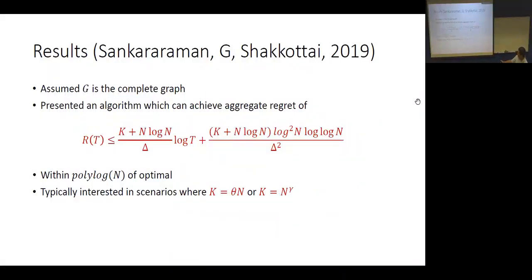And the constant term, instead of being k log n over delta, has something somewhat worse. So my question is, if I just focus on the first term, there is the additional n log n, and is that inevitable or can it be improved? It can be improved. In subsequent work, we improved that. So this was our first result, yeah.